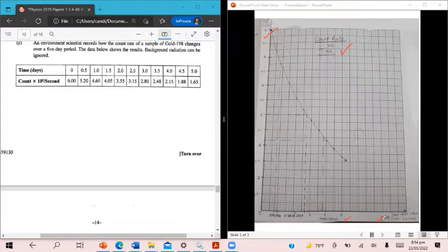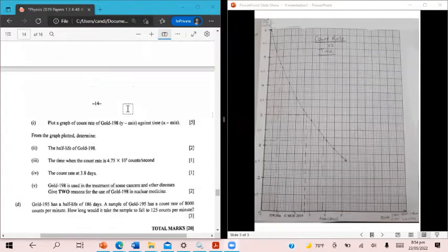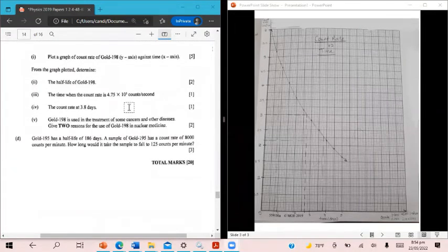All right. Let's look at the questions over on the next page. So we're asked, first of all, to plot a graph of count rate against time. Time is always on the x-axis for these types of graphs, so make sure that that's correct. X is the horizontal and Y is the vertical.